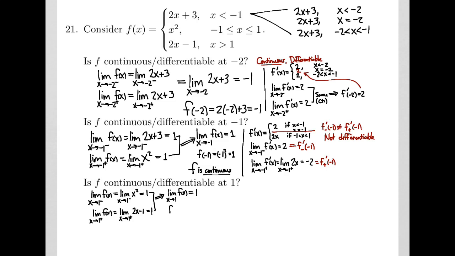If I look at f of 1, the input of 1, I go back to my rules. X equals 1 uses the second rule. And so I get 1 squared equals 1. Because the limit of a function as x approaches 1 equals f of 1, f is continuous at 1.